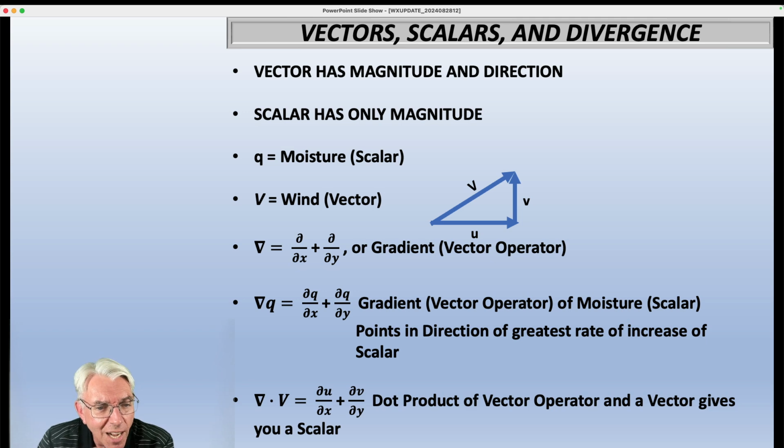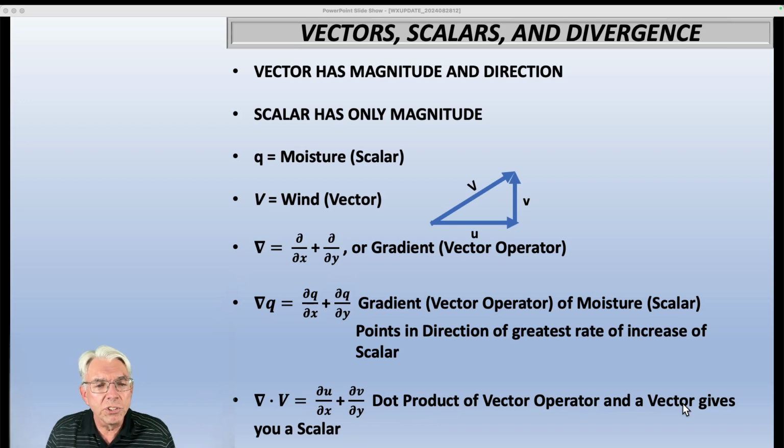And if you take the dot product of del times the wind, then you get the change in the u component of the wind along the x-axis and the change in the v component of the wind with respect to the y-axis. Now, in this case, we are looking again at the change in u with respect to x, change in v with respect to y. So this is the dot product of a vector operator and a vector, but that gives you a scalar, okay?